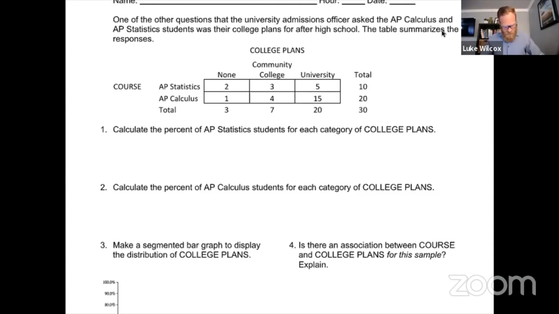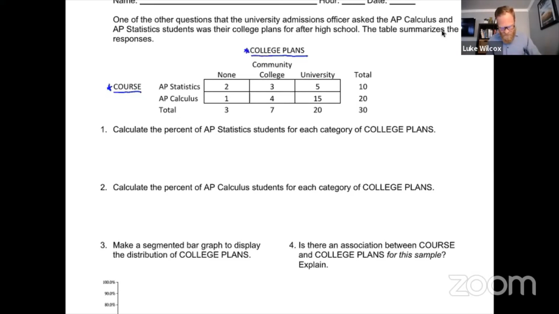Okay, so I notice here in the table that we've got the course listed on the left. We have our two groups, our AP Stats students and our AP Calculus students. And then up here, we are talking about their college plans, which looks like they had three choices. They could say none, or community college, or university here. So the first thing I'd like to do is to identify the variable that's being measured here. And you might say course is a variable because there are two different possibilities there, but we've really selected samples from two different groups there.